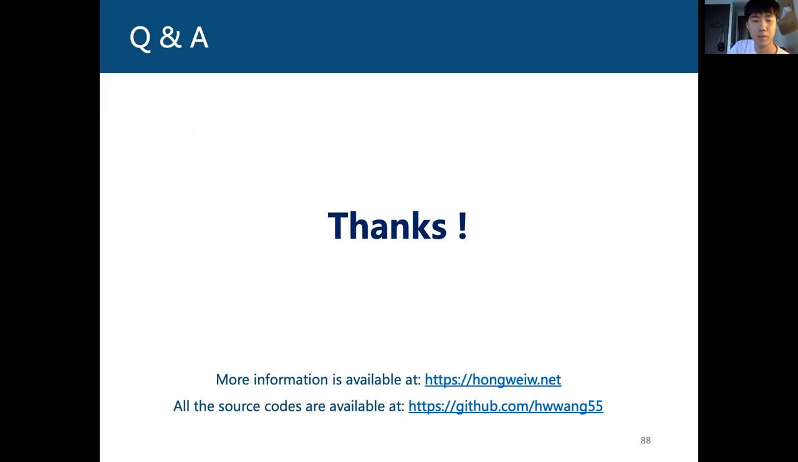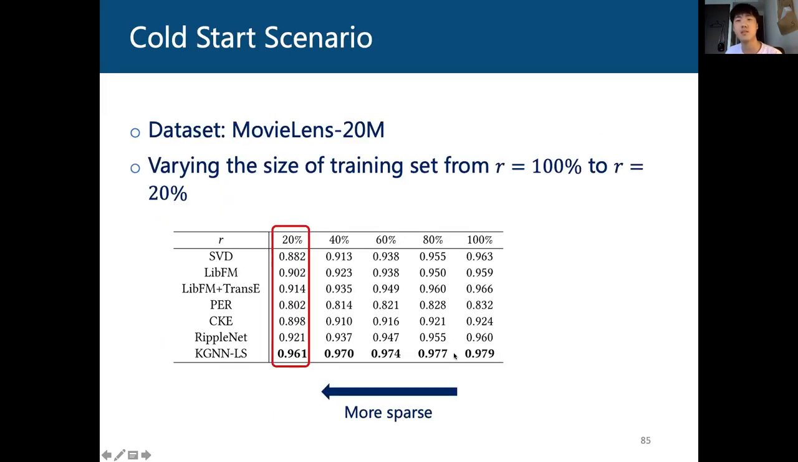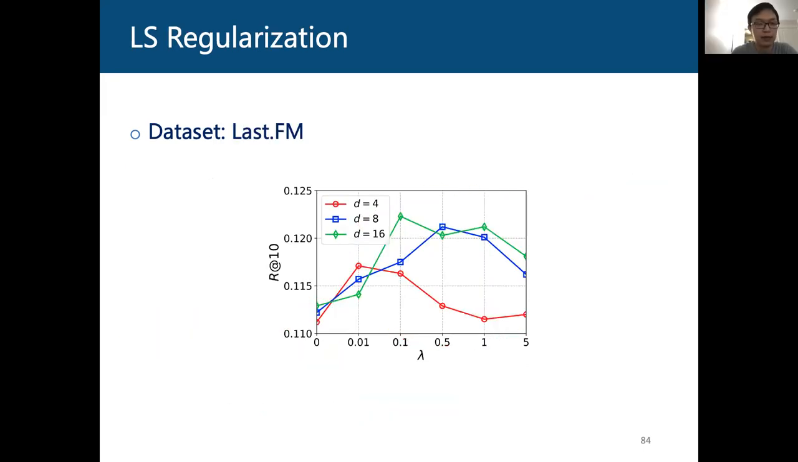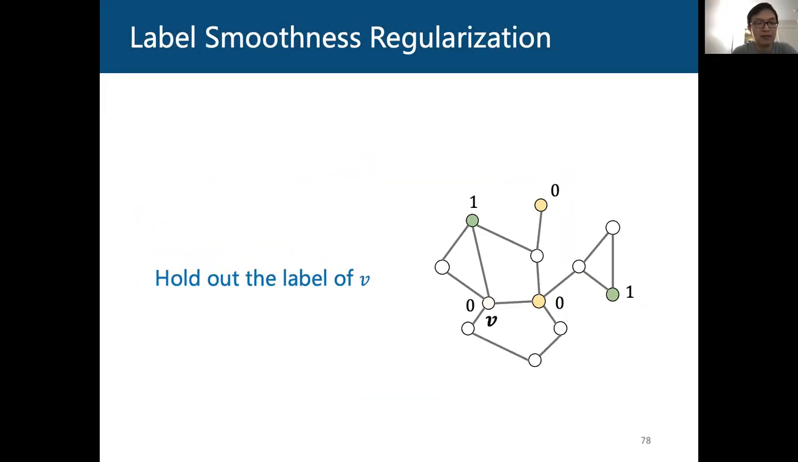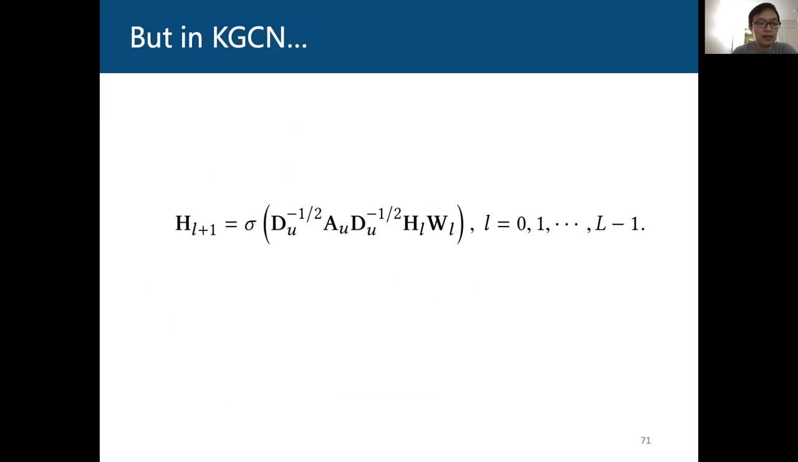So actually I have one interesting point I found in your last two pages. How do you find that KGNN's label smoothness is the best one? Does that mean the knowledge graph is not that well trained before entering the recommender? It's found that if you apply label smoothness on the knowledge graph, it will be better. I do not have enough time to introduce this method.